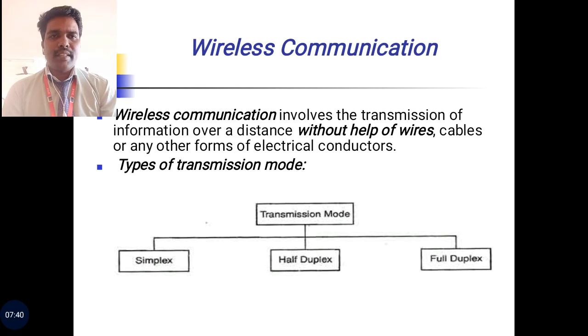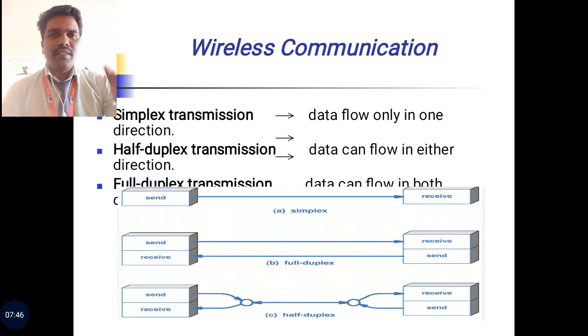Here, transmission mode has 3 classifications. One is simplex mode, the second one is half duplex, and the third one is full duplex. We will discuss one by one. Simplex transmission is nothing but data flowing in one direction only. Look at the diagram: there is a sending arrow direction only, towards the receiving point. So data flows in only one direction. Examples: AM broadcasting, FM broadcasting.